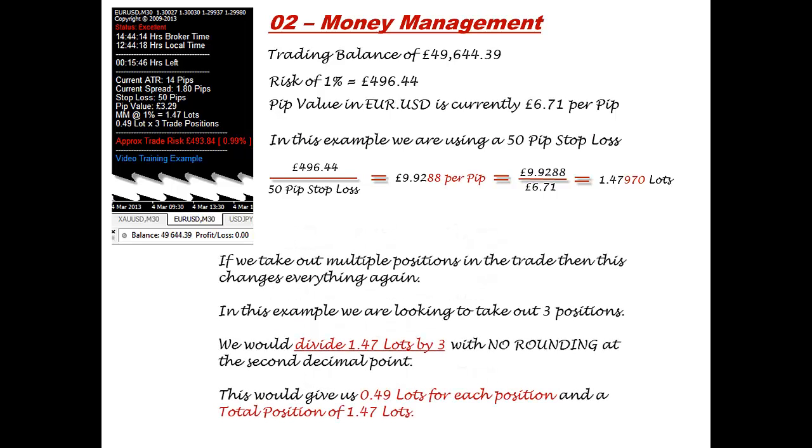If we take out multiple positions in the trade, then this changes everything again. In this example, we're looking to take out 3 positions. We would divide 1.47 lots by 3 with no rounding at the second decimal point. This would give us 0.49 lots for each position and a total position of 1.47 lots in total.